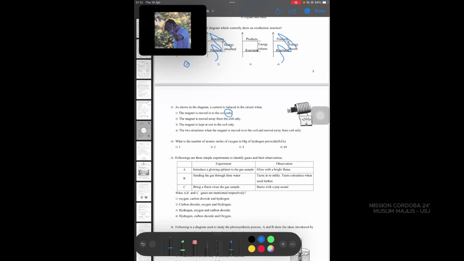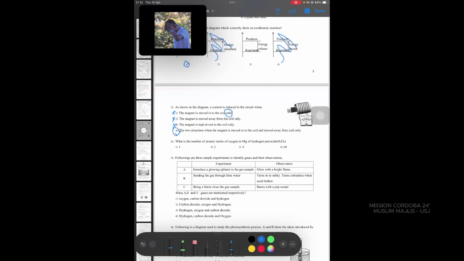Magnet is kept at rest inside the coil, no. Because of that, this is wrong. Two situations, when the magnet is moved into the coil and away from the coil, both you will get current. So the answer is answer number 4. I hope this is clear. Theory is there should be a motion between the two. Sometimes both can move. That also can happen.